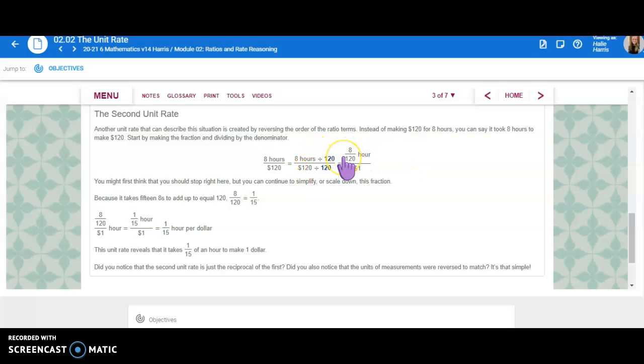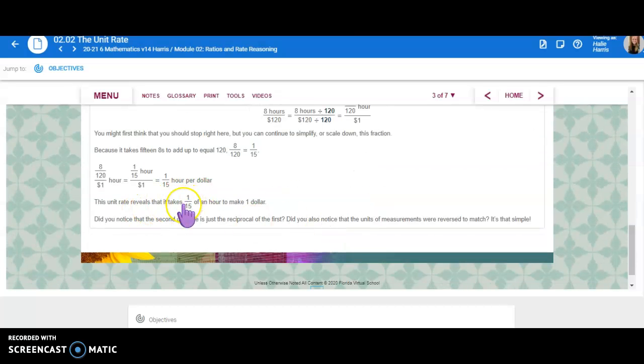This is where we talked about a complex fraction, when you have a fraction in the numerator. So you might first think that he should stop right here, and you can continue to simplify, or you could just scale it down. Because it takes 15 eights to add up to equal 120, 8 over 120 equals 1/15. So what this comes down to is that the unit rate reveals that it takes 1/15 of an hour to make $1. They're not asking how much he's making for each dollar, but that would equal out to 1/15 of an hour to make $1.